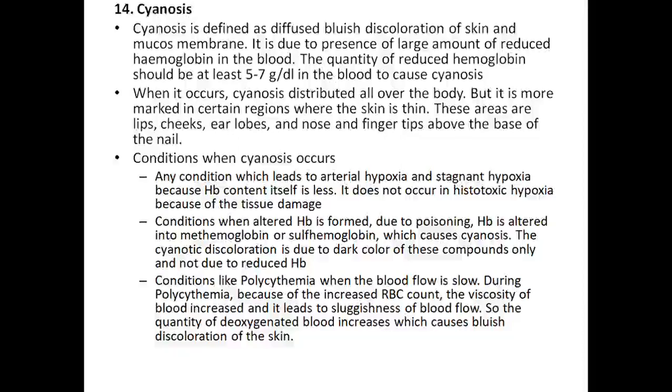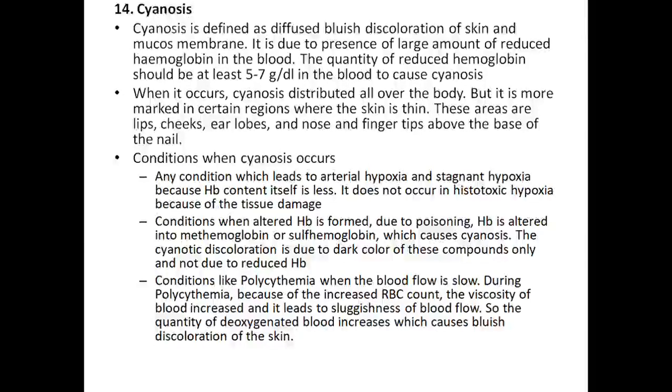Cyanosis. Cyanosis is defined as diffuse bluish discoloration of the skin and mucous membrane. It is due to presence of a large amount of reduced hemoglobin in the blood. The quantity of reduced hemoglobin should be at least 5 to 7 gram per deciliter in the blood to cause cyanosis. When it occurs, cyanosis is distributed all over the body, but it is more marked in certain regions where the skin is thin. These areas are lips, cheek, earlobes, nose, fingertips, and above the base of the nail.